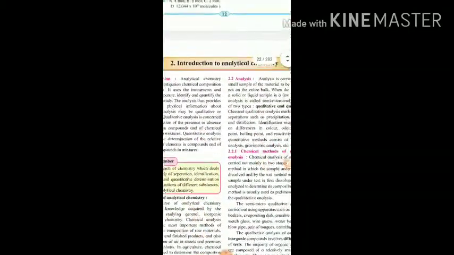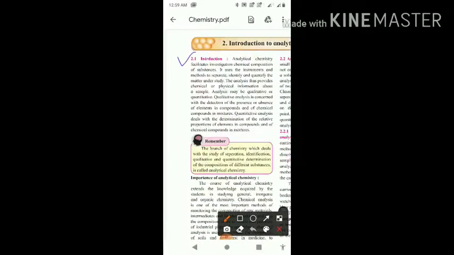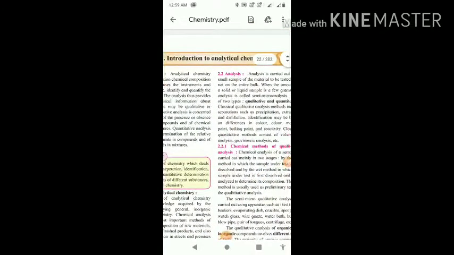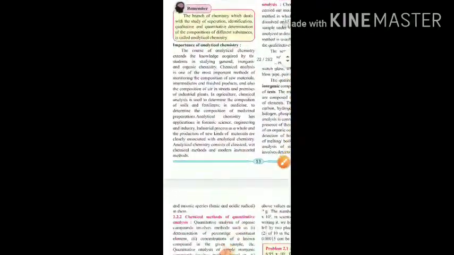Introduction to analytical chemistry. In the first session we discussed the introduction of analytical chemistry. I covered this complete part. Then we also saw some important concepts, the importance of analytical chemistry, wherein we discussed its various applications. After this we saw what exactly analysis is and what its types are. We discussed qualitative and quantitative analysis, and we started the methods of qualitative and quantitative analysis. We finished the chemical methods of qualitative analysis, and I also discussed the chemical methods of quantitative analysis.